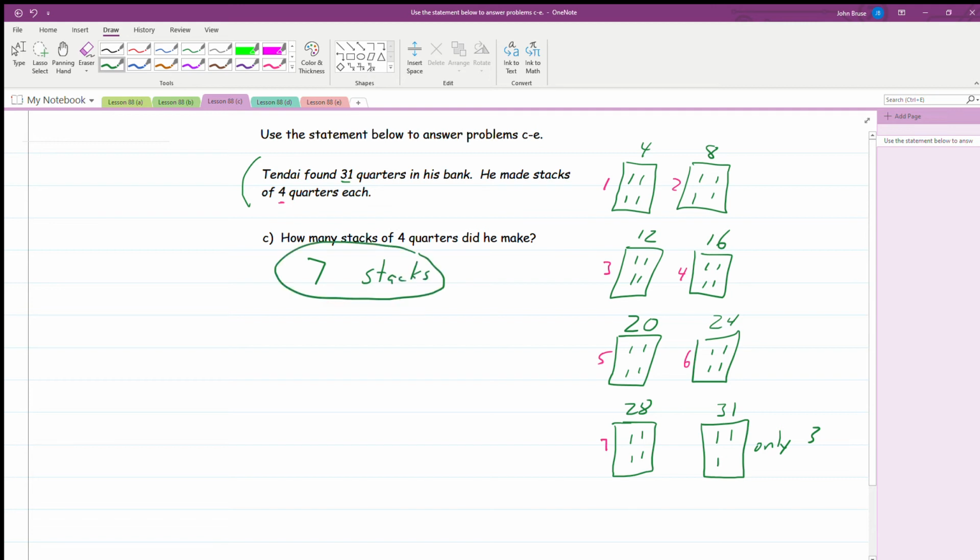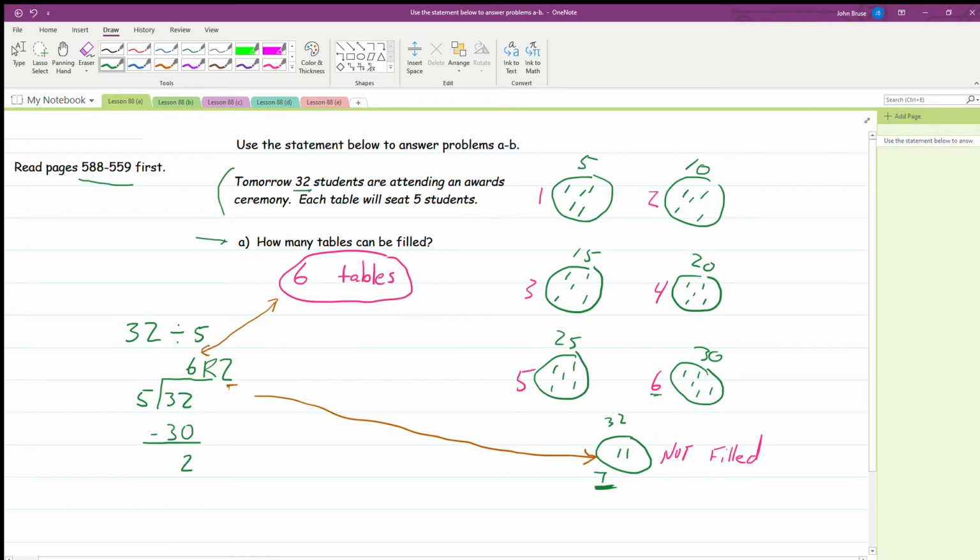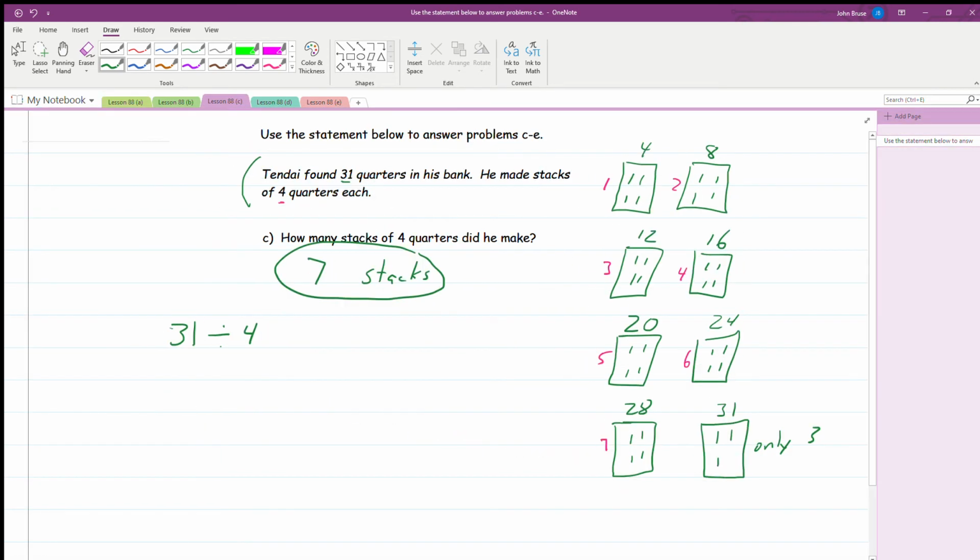And you could draw a big picture like that. That's a pretty good idea. But there's an easier way. Remember, we're breaking 31 quarters into groups of 4. So we could do 31 divided by 4, just like we did on problem A. We did 32 divided by 5. So 31 divided by 4. So let's go ahead and solve that.